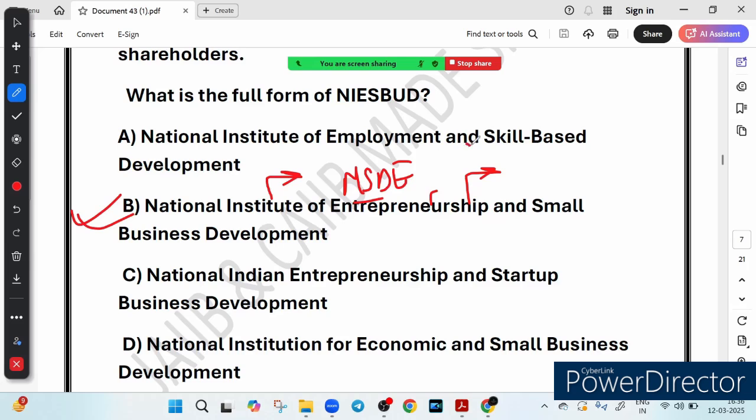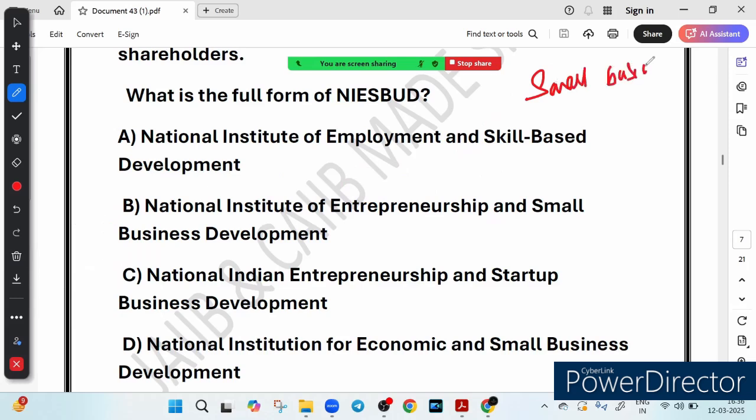Let me give you an example. Imagine you want to start a small business, right? But you don't know how to get funding, market your product, or manage accounts. So NIESBUD provides you training programs to help you learn all these skills, right? Option number A is wrong, right?